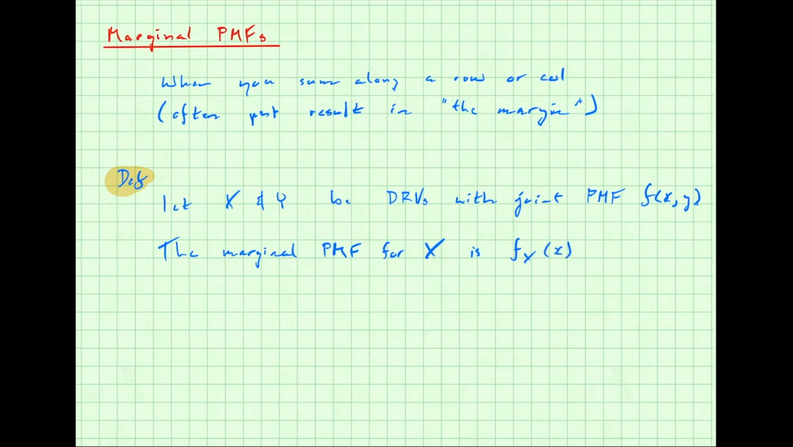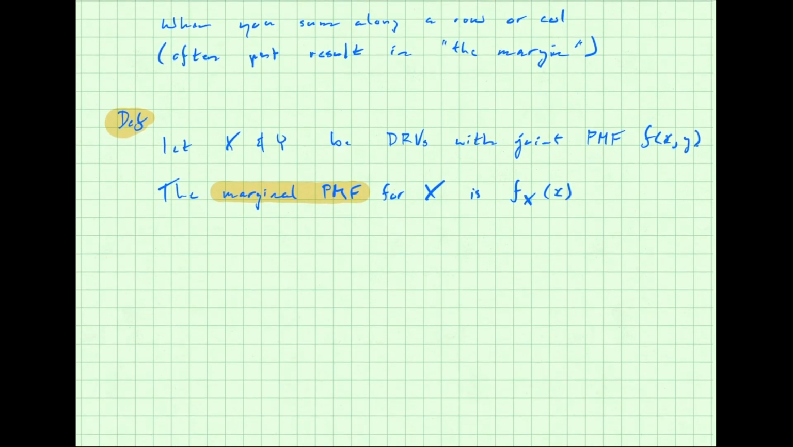That's if you sum over all the y values, so you're only left with x. So we'll highlight this marginal PMF. This is the one for x. And the marginal PMF for y is written as a little f subscript of y, like that. And then I'll write out what these mean.